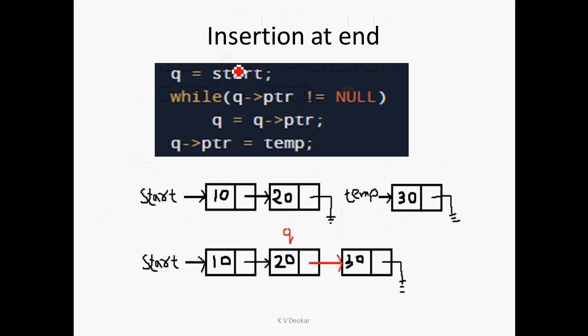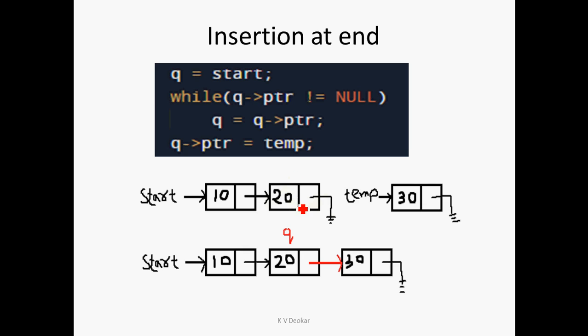Next is insertion at end. To insert at end, suppose we are given a list of two elements, 10 and 20, and we have to insert this newly created node 30 at the end. For insertion at the end, first we have to reach the last node of the list. Here the last node is 20. What is the special case of the last node? In the last node of the list, the pointer field is null. This logic will help us reach the last node.